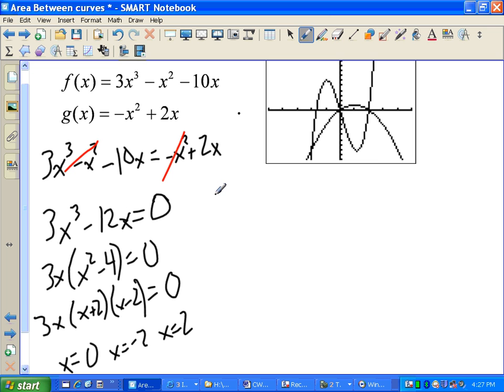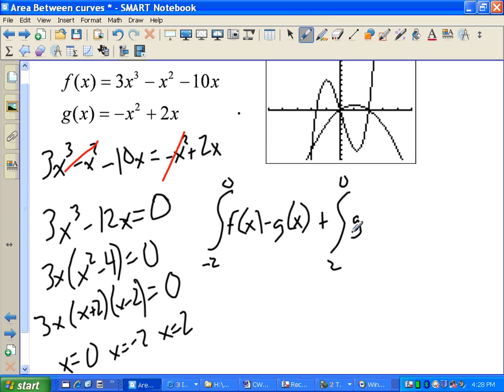So we can quickly set up these integrals. I'm probably just going to not write all that work out. I'm going to go from negative 2 to 0. We're going to do the f of x minus the g of x. And add to that the integral from 0 to 2 of the g of x minus the f of x dx. So we know the calculator will do this work for us. We can make it happen, make it so, if you will. We can set up the calculator to do all of this work. Just find those two regions.